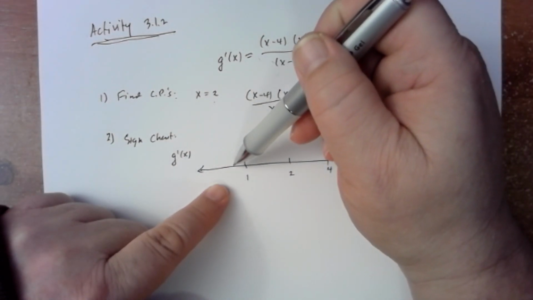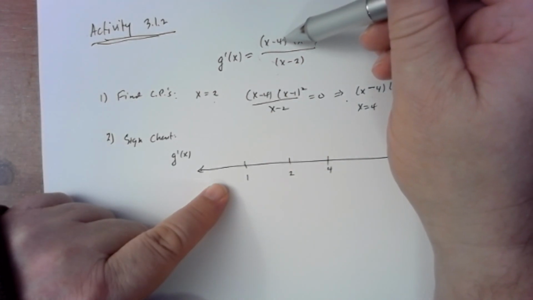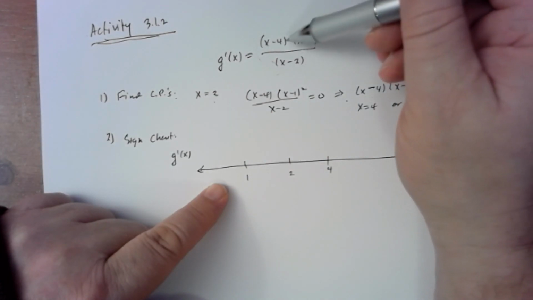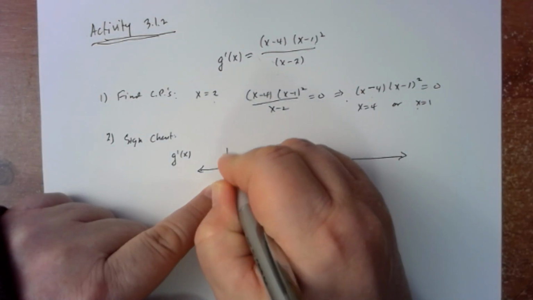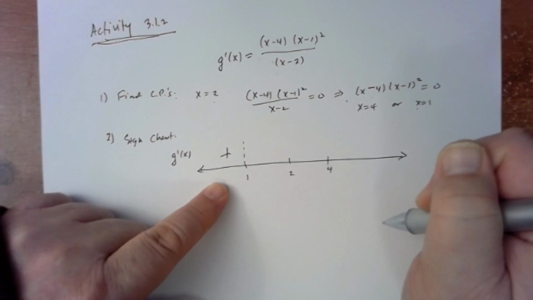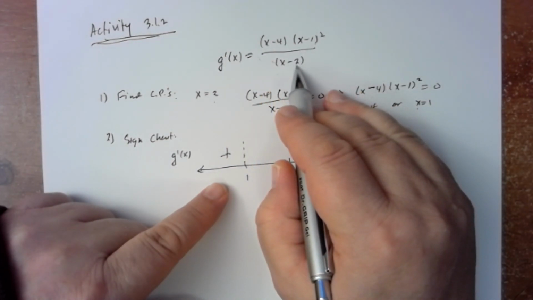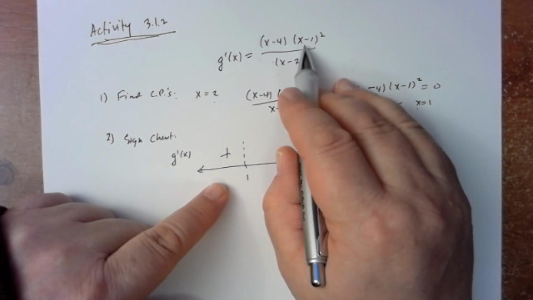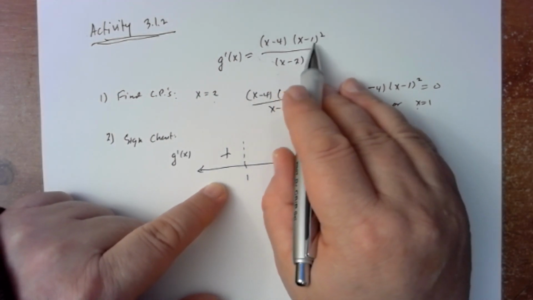So for example, a number less than 1, how about 0? So that would be a negative number. That's a negative number. It's negative over negative is positive. That's positive, so that's positive. Everybody catch that? So this was minus 4 divided by minus 2, which would be a positive, and then this would be a negative 1 squared. So this term is always positive.